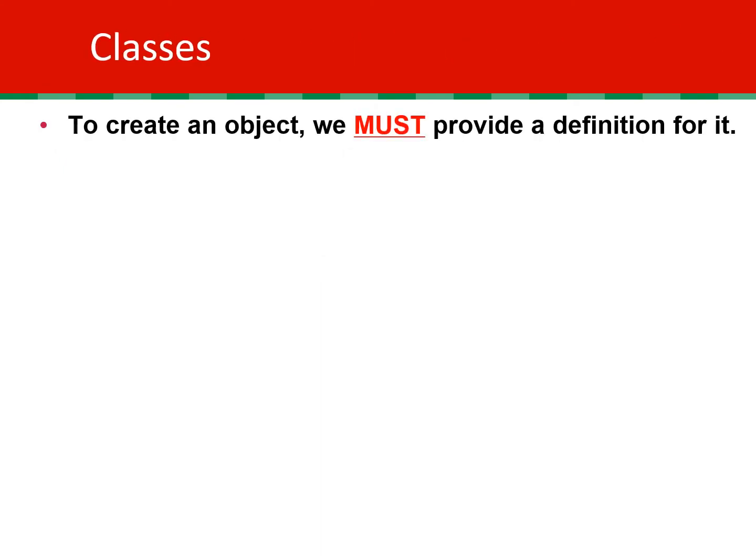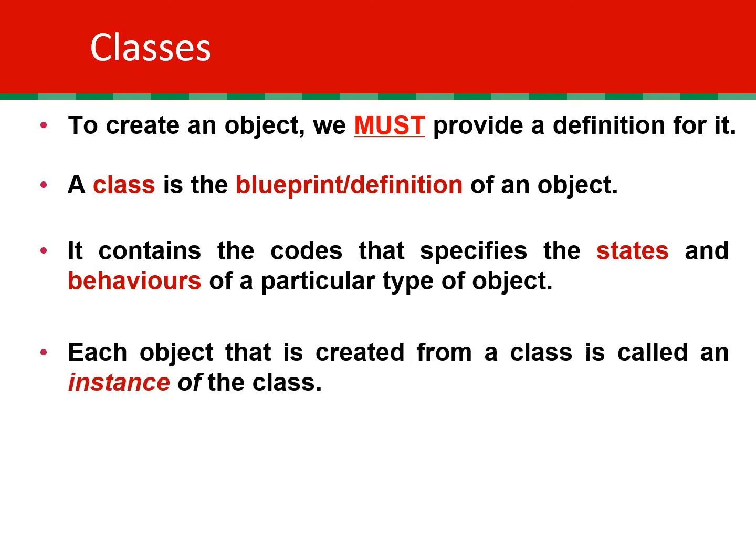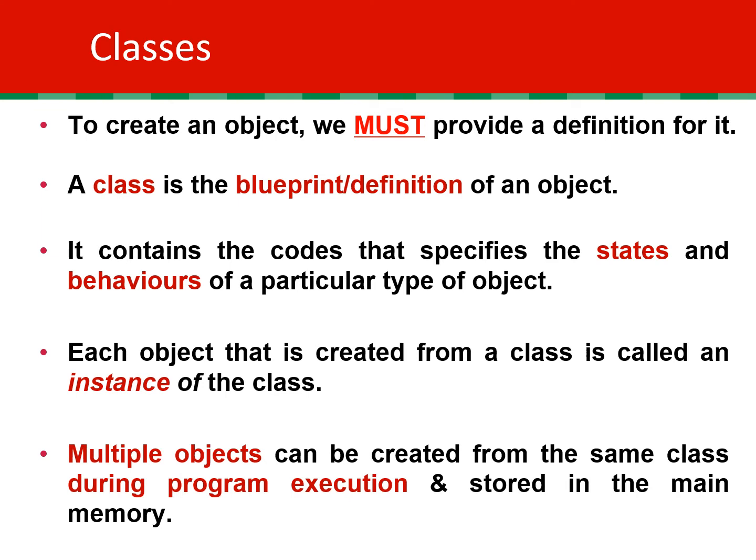So this is what I mentioned to you just now. A class is the definition. You have to write it, so it contains the code, and when you run the class code, it becomes an object, or sometimes it is called an instance of the class. So object and instance of the class actually refer to the same thing.